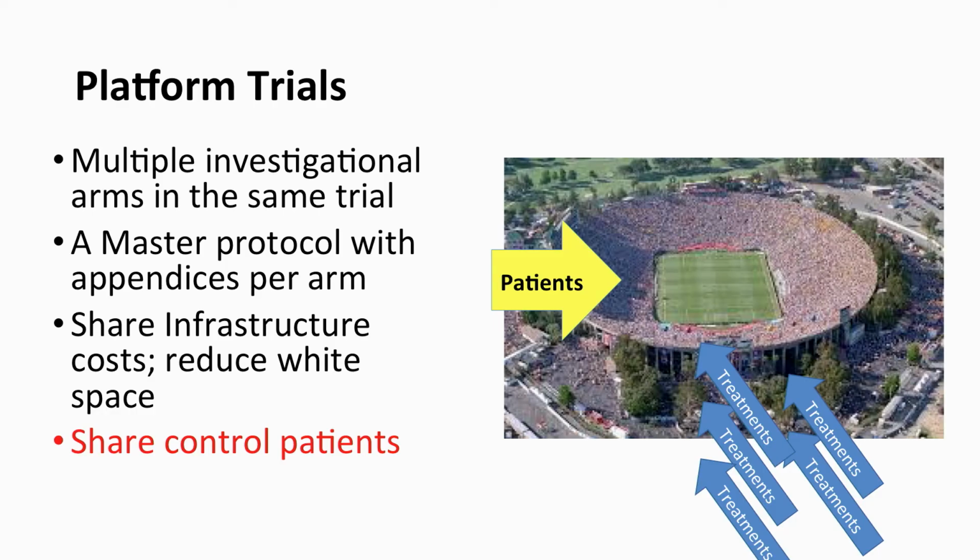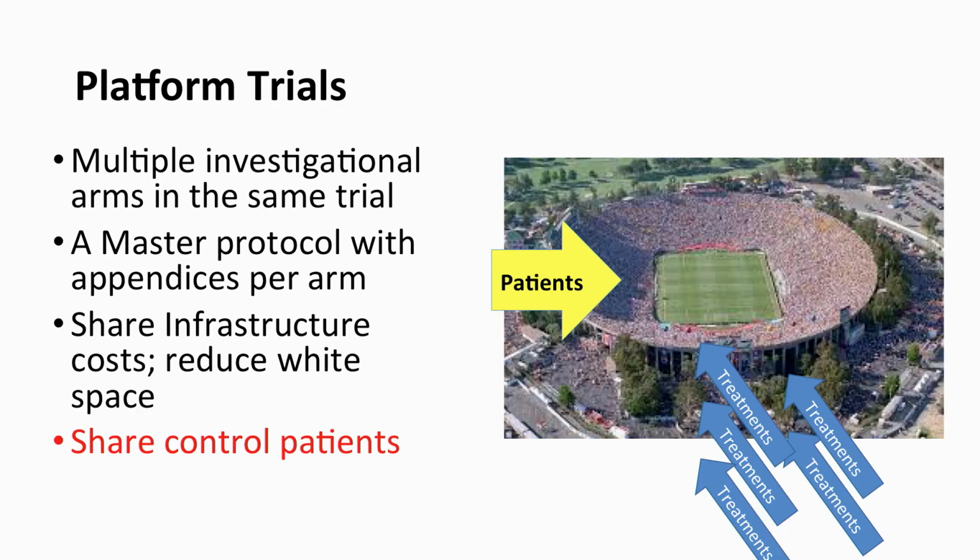A platform trial, and my slide here is showing you an arena, a standing infrastructure where multiple treatments come into the same trial. So a platform trial is one where multiple investigational agents or treatments are explored in the same trial. The same protocol, we refer to this as a master protocol. The master protocol will have appendices for drug A, drug B, drug C within that trial, but it's the same trial. And patients will be randomized to the different experimental arms in this trial.